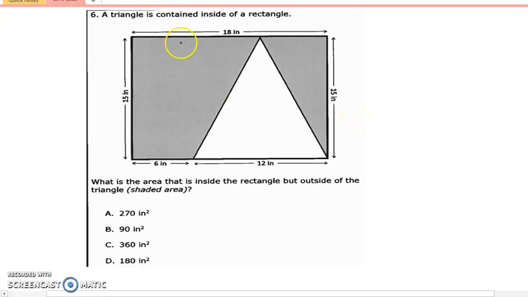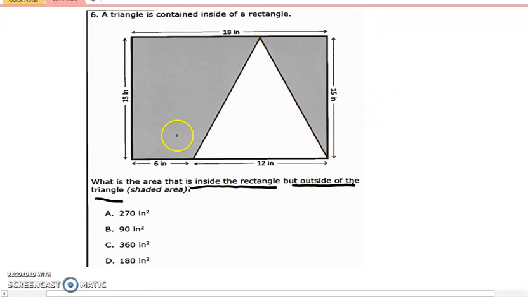I'm going to go to number 6. It says a triangle is contained inside of a rectangle. So we have a rectangle, we have a triangle. It says, what is the area that is inside the rectangle but outside of the triangle? Obviously, they don't want this area. They don't want you to include this area.